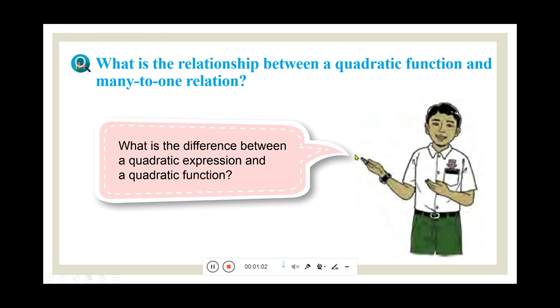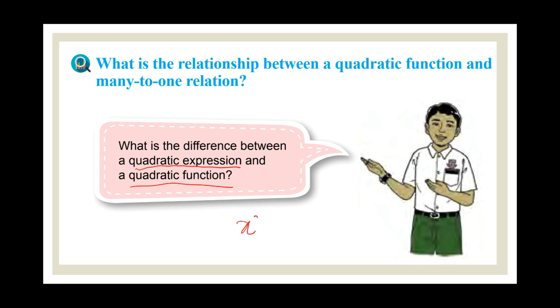So if you look at the conversation given over here, what is the difference between a quadratic expression and a quadratic function? So what do you think? Do you have any idea what is the difference of them? From the words quadratic expression and quadratic function. Can you give me a quadratic expression? Anyone? You have learned a lot of quadratic expressions, isn't it?